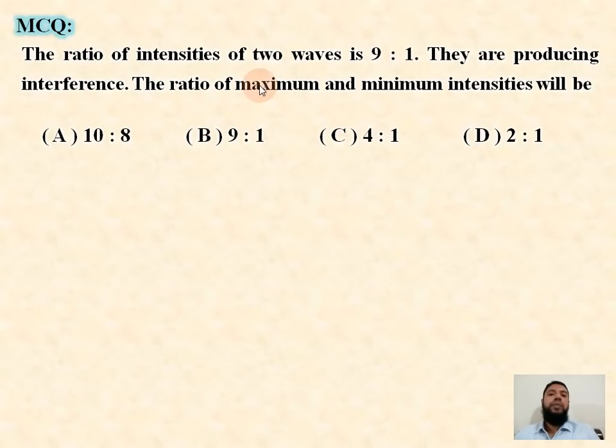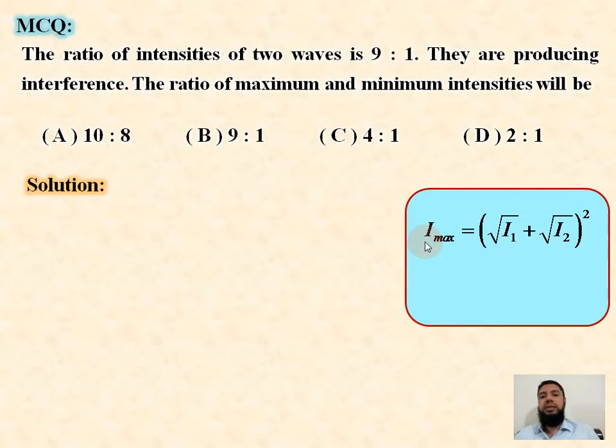ವಿದ್ಯಾರ್ಥಿಗಳೇ ಇಲ್ಲಿ ಗಮನಿಸಿ, ಹಿಂದಿನ ಲೆಕ್ಕದಲ್ಲಿ ಎರಡು ಇಂಟರ್ಫಿಯರಿಂಗ್ ವೇವ್ಸ್ ಗಳ ಆಂಪ್ಲಿಟ್ಯೂಡ್ ಗಳ ರೇಷಿಯೋನ ಕೊಟ್ಟಿದ್ರು. ಇದರಲ್ಲಿ ಅವುಗಳ ಇಂಟೆನ್ಸಿಟಿಗಳ ರೇಷಿಯೋ I1:I2 ರೇಷಿಯೋವನ್ನು ಕೊಟ್ಟಿದ್ದಾರೆ. ಆ ಸಂದರ್ಭದಲ್ಲಿ I max divided by I minimum ಎಷ್ಟಾಗತ್ತೆ? We have learned that the intensity I max is given by (square root of I1 plus square root of I2) whole square, and at destructive interference I minima is given by (square root of I1 minus square root of I2) whole square. ಇವೆರಡರ ಅನುಪಾತ ರೇಷಿಯೋವನ್ನು ಕಂಡುಹಿಡಿಯಬೇಕಾಗಿದೆ.